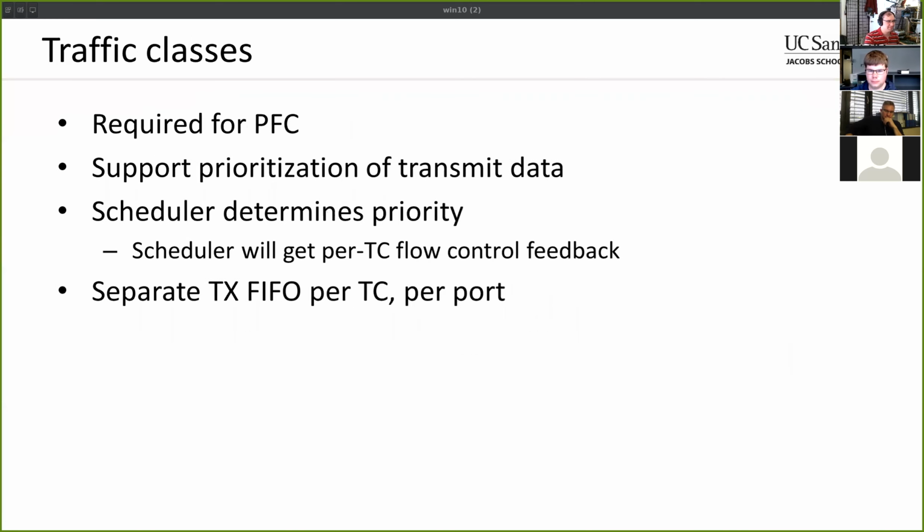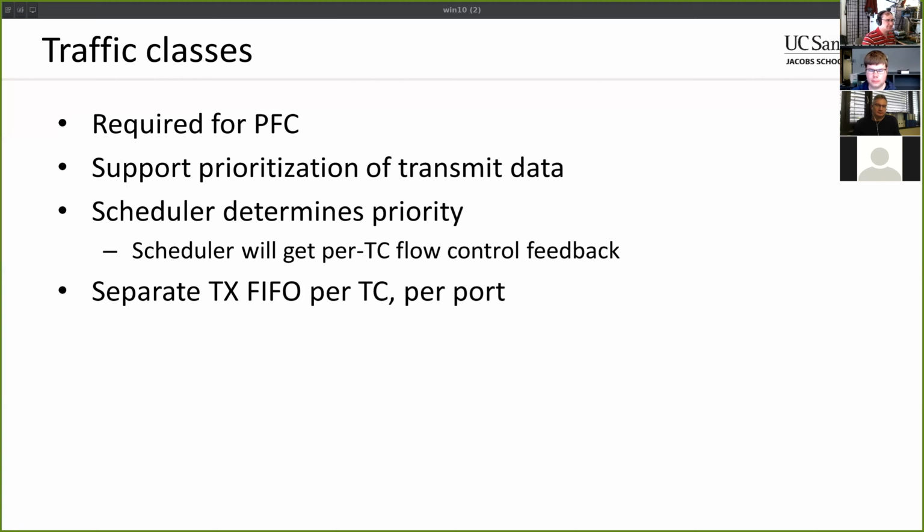Let's see. Next thing, I've mentioned this a couple times, is traffic classes. These are required for PFC. I mean, if you don't have traffic classes, then you can just implement pause frames that pause everything. But PFC, the idea is that you can pause some traffic classes while letting other traffic classes through. And the traffic classes allow you to prioritize data. So if you're currently reading some packets and you want to send something of higher priority, then you can potentially get those on the wire first. And then obviously for PFC, you can pause the different traffic classes independently.